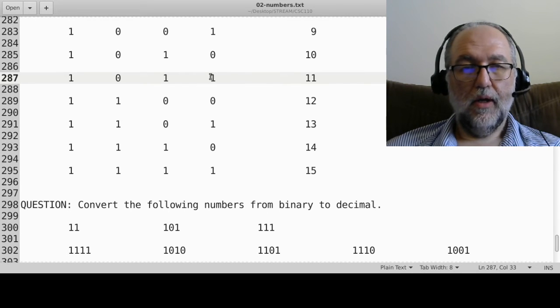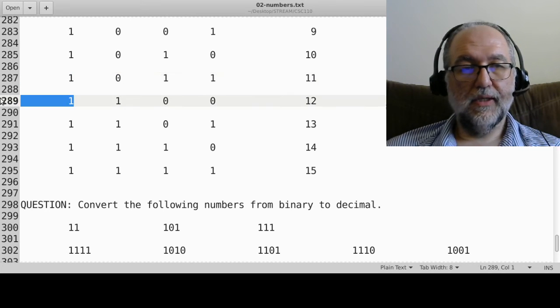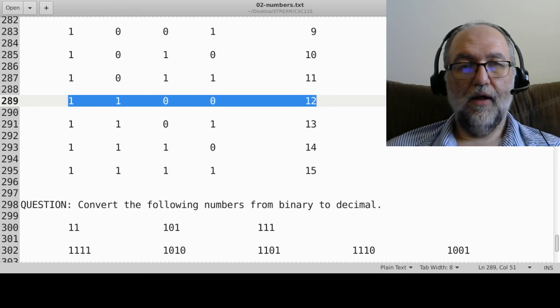Okay, next number. The 1 cycles back to 0, bump the next column. 1 cycles back to 0, bump the next column. 0 goes to 1, no more bumps. The rest of the number stays the same. 1, 1, 0, 0 is 12. All right, continue.